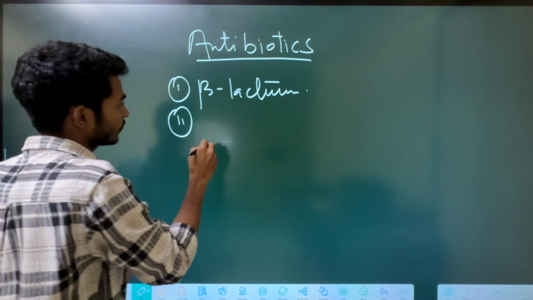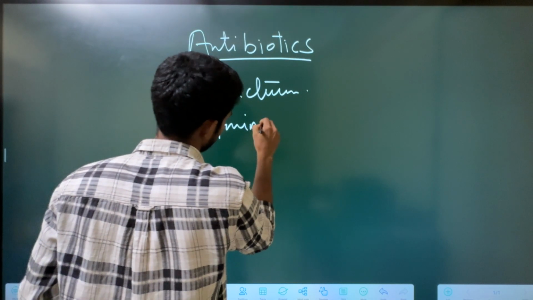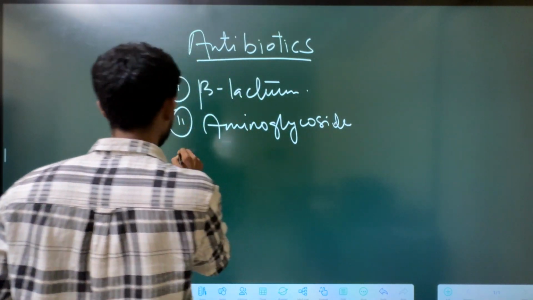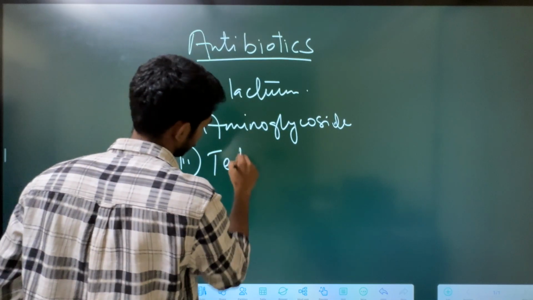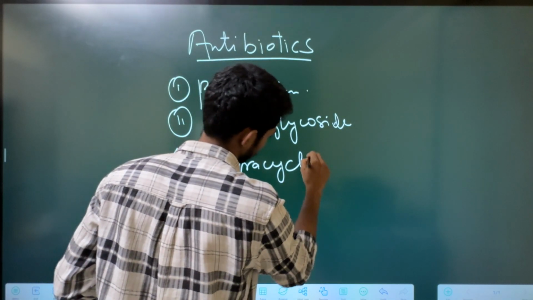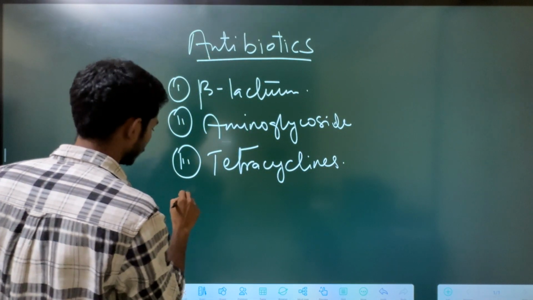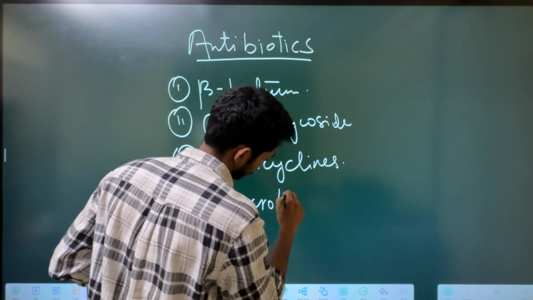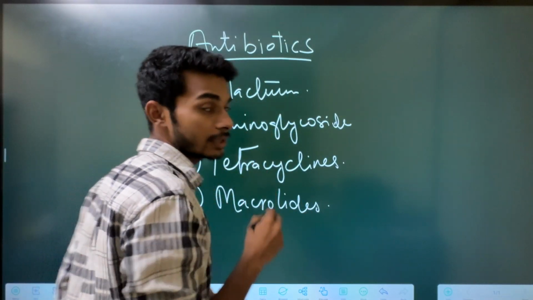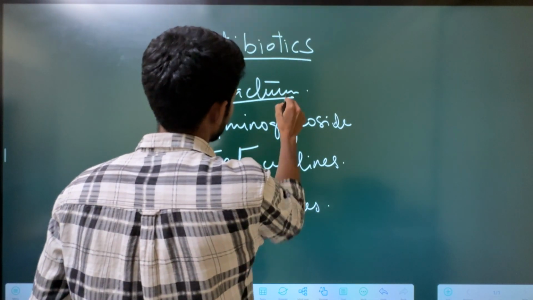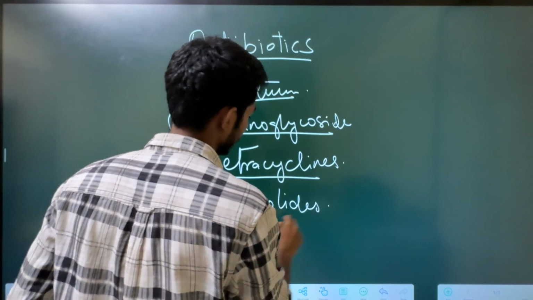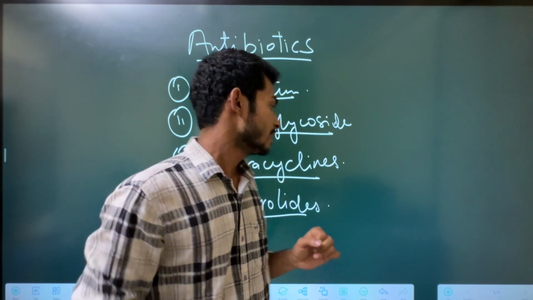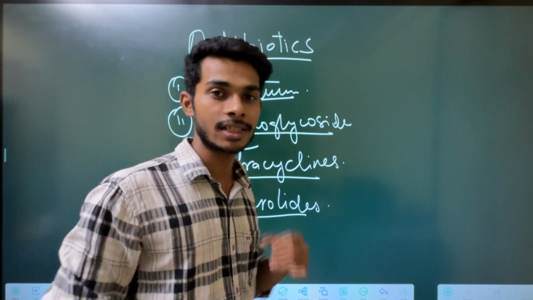After that you will see aminoglycosides. Then you will see tetracycline. Then number 4 you will see macrolides. Now all these, beta lactam, aminoglycoside, tetracycline, macrolide, are related to their chemical structures also. In their name, their chemical structure is hidden.